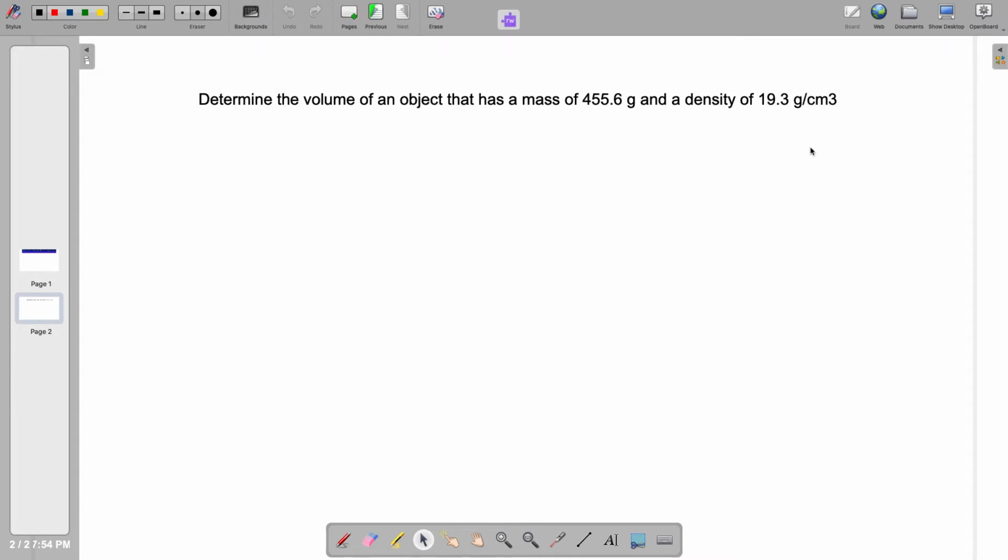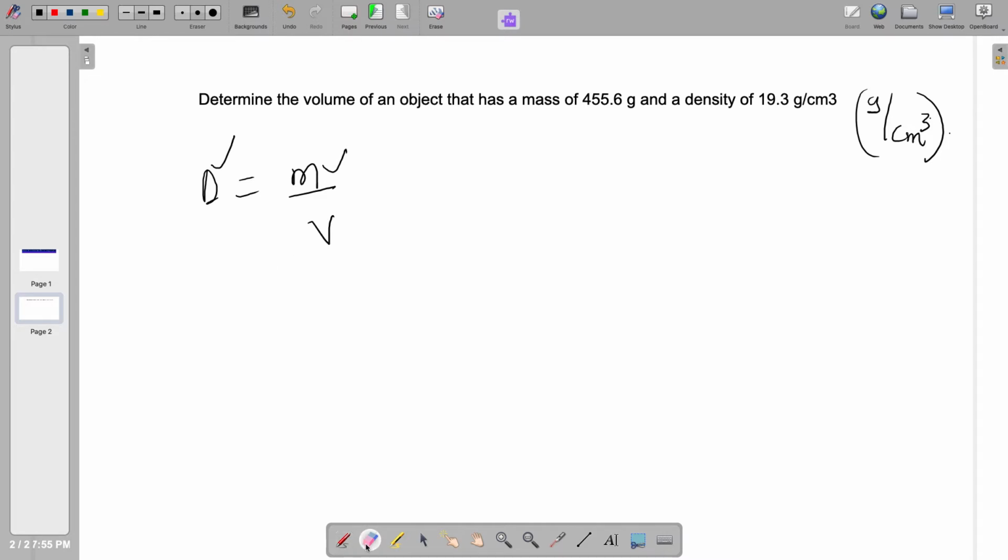Density has units of grams per cubic centimeters, so that is our density. We want to find our volume. The first thing you need to recall is the density formula. We write D equal to M over V. Here we want to find V because we know mass and we know density. So we can isolate our V.